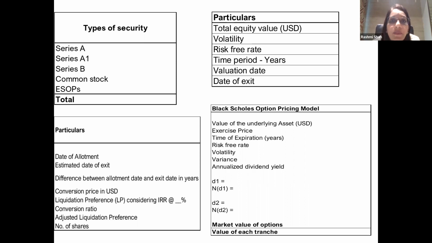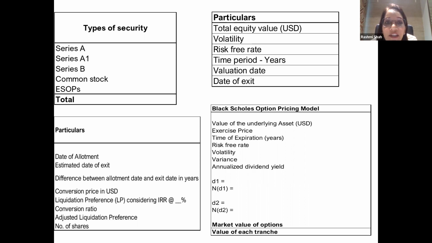get their values. So why do we need OPM? OPM is required when you are allocating equity value between various classes of shares like equity, preference, ESOPs, etc. We can also use the option pricing model for future possible outcomes when it is very difficult to predict, and so the projections could be unreliable to use in these cases.